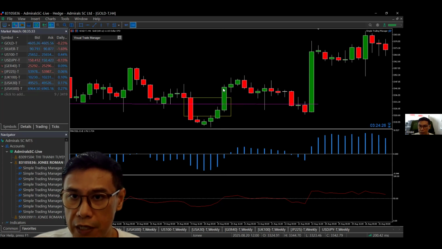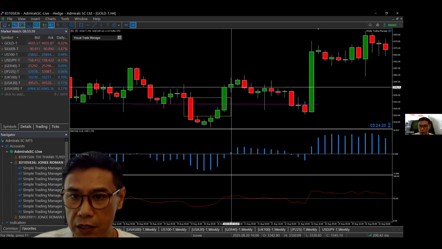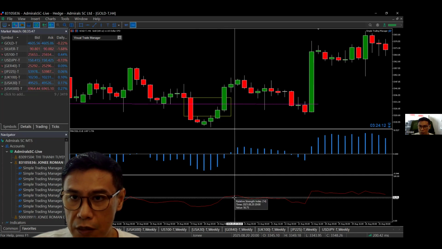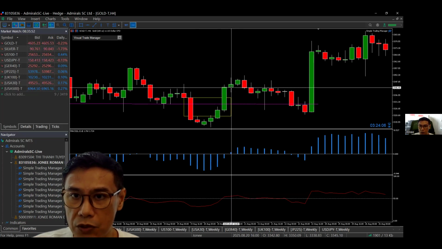Now, do we enter yet? Well, some of you will, but I'd like to be on the safer side. I'd like to see the H4 MACD turn positive right here. As you can see, the H4 MACD has turned positive after the close of this candle. And then you can also see that your H4 RSI is also above 50, showing strength that the bulls are in control. So we will take a long at this level right here.